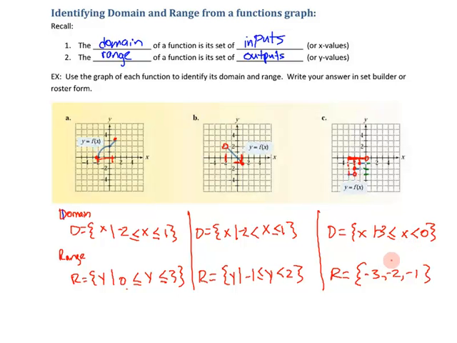Alright, so that's how we can look at the picture of a graph and determine what the domain and the range for that graph will be. And that's the end of section 2-2.